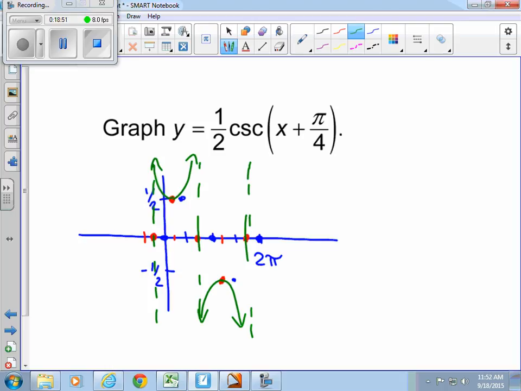If it tells you to graph from and to, like from negative pi to pi, I would graph extra and then go back and erase. So you're going to know what I mean by that. If it says to go from a specific negative pi to pi, I'd graph bigger than that and then just go back and erase wherever you need to. Any questions so far?